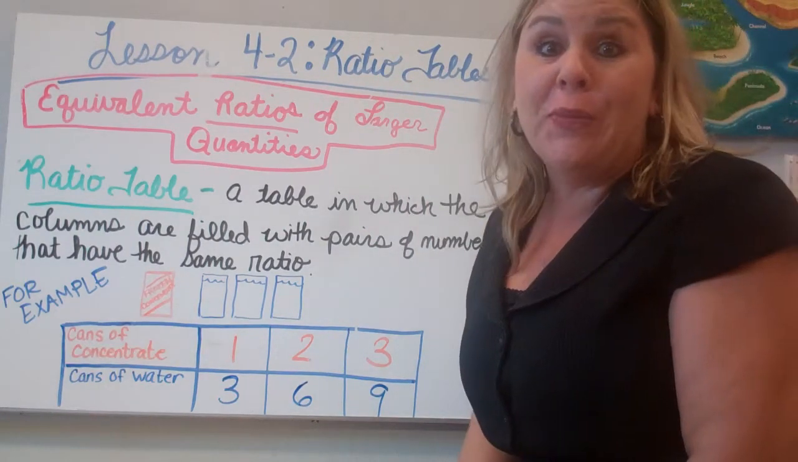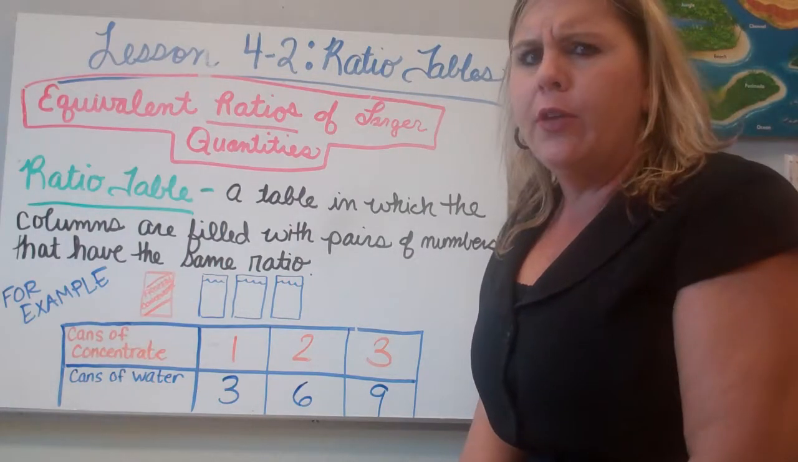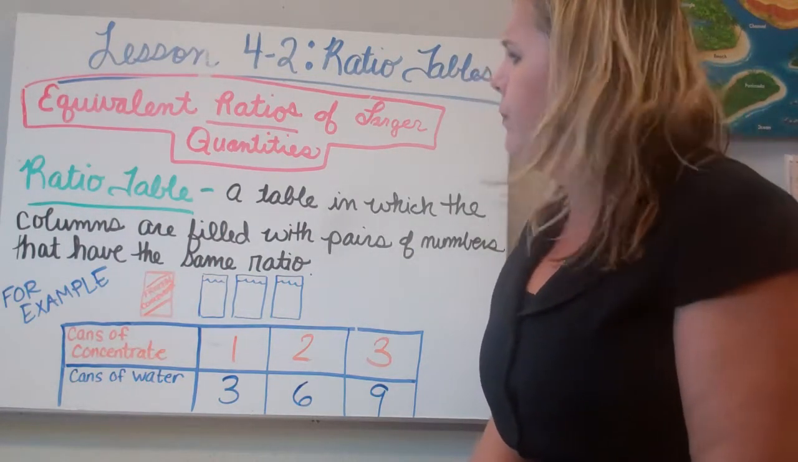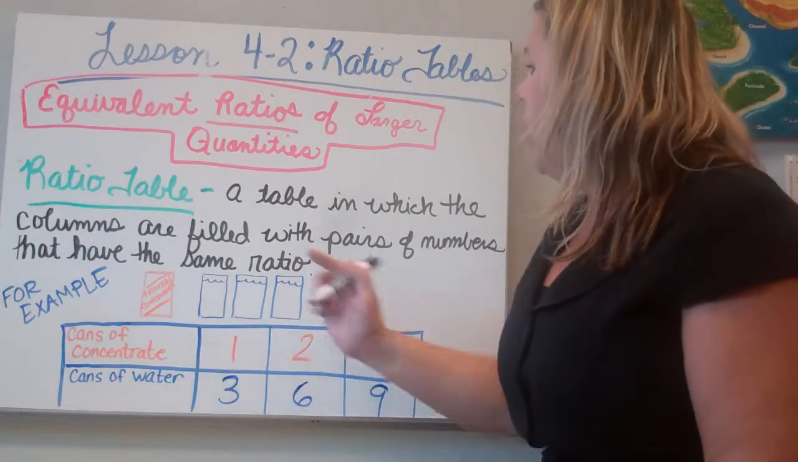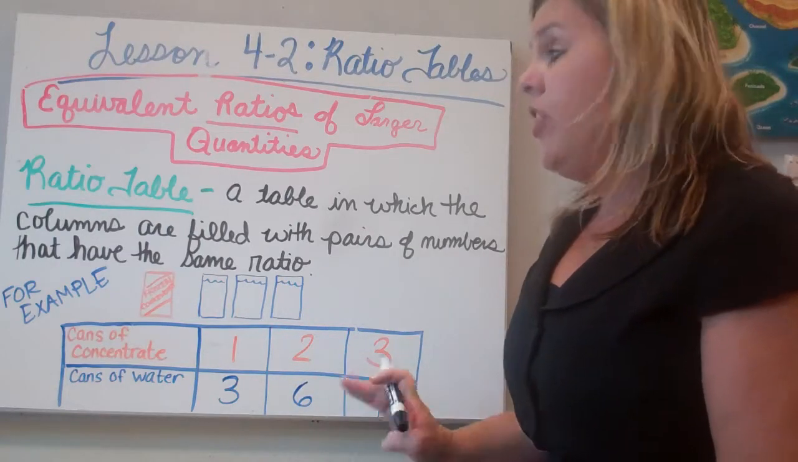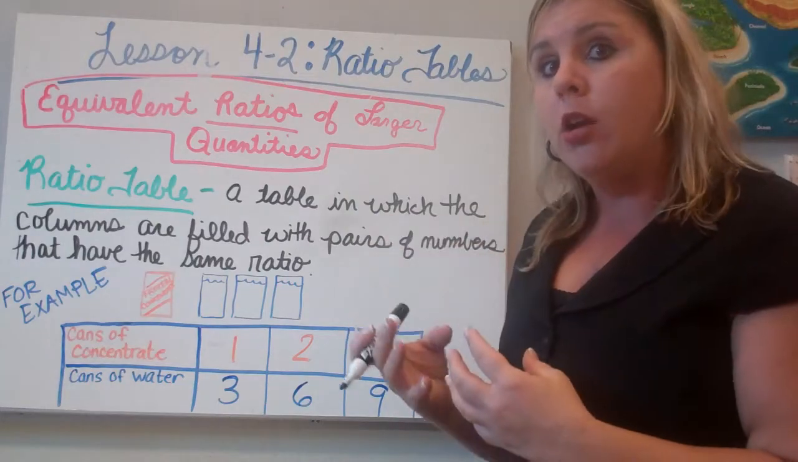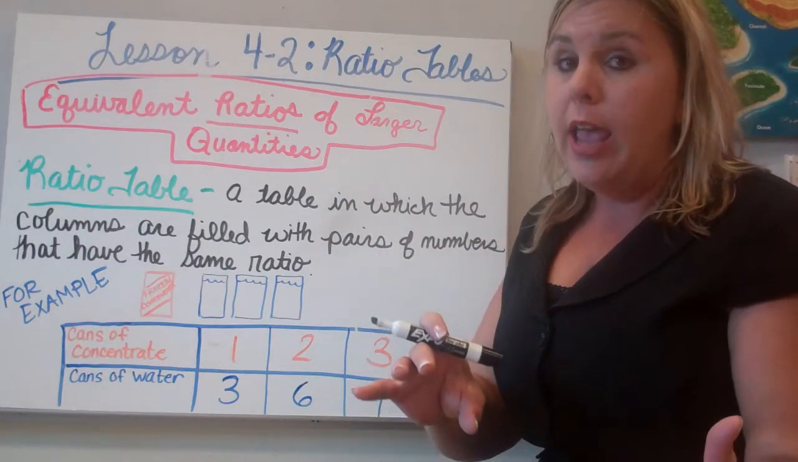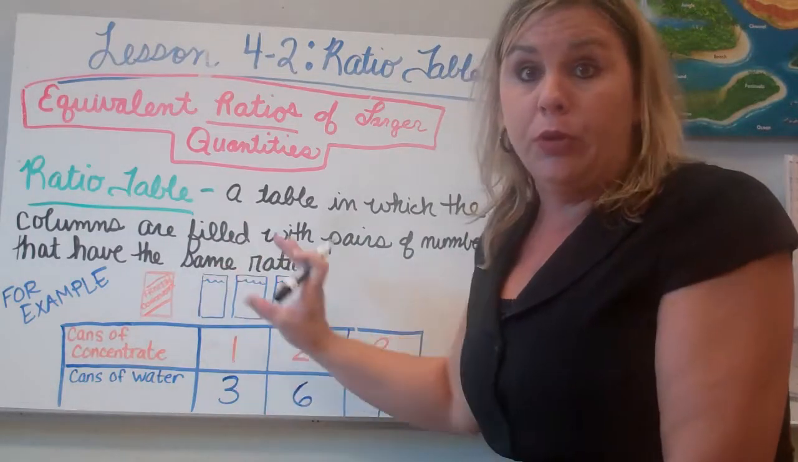Today we're going to talk about ratio tables. Now, you might be asking yourself, well, what is a ratio table? Well, a ratio table is a table such as this, in which the columns are filled with pairs of numbers that have the same ratio. So we've applied our knowledge of rates and ratios into using ratio tables.